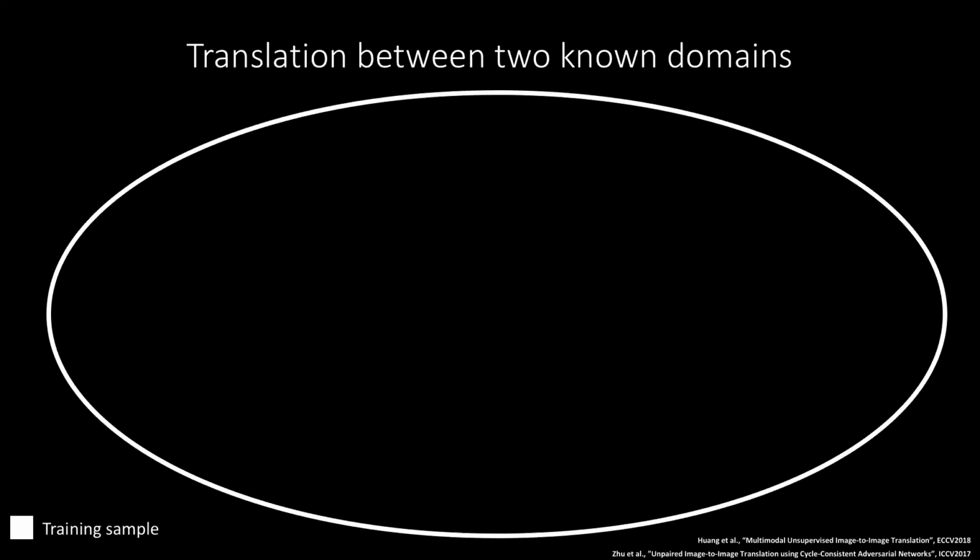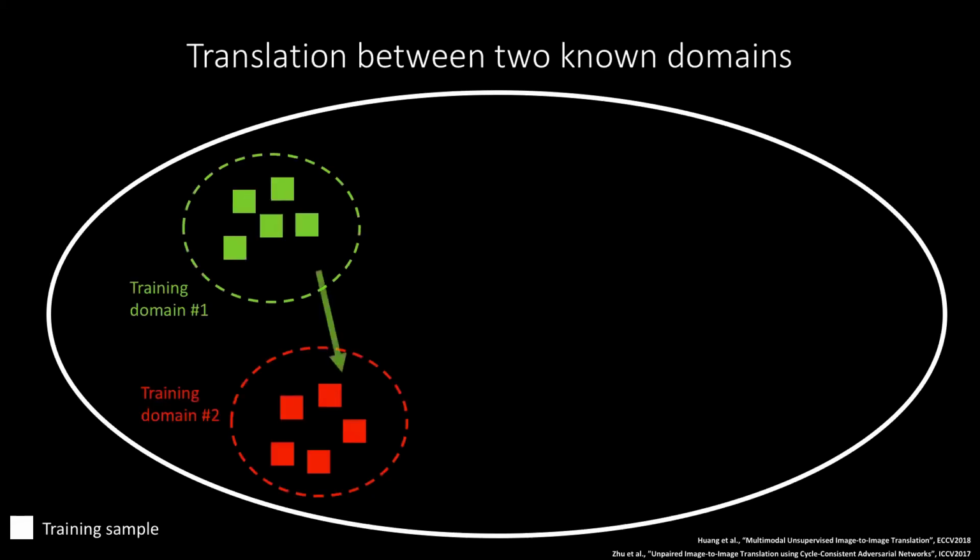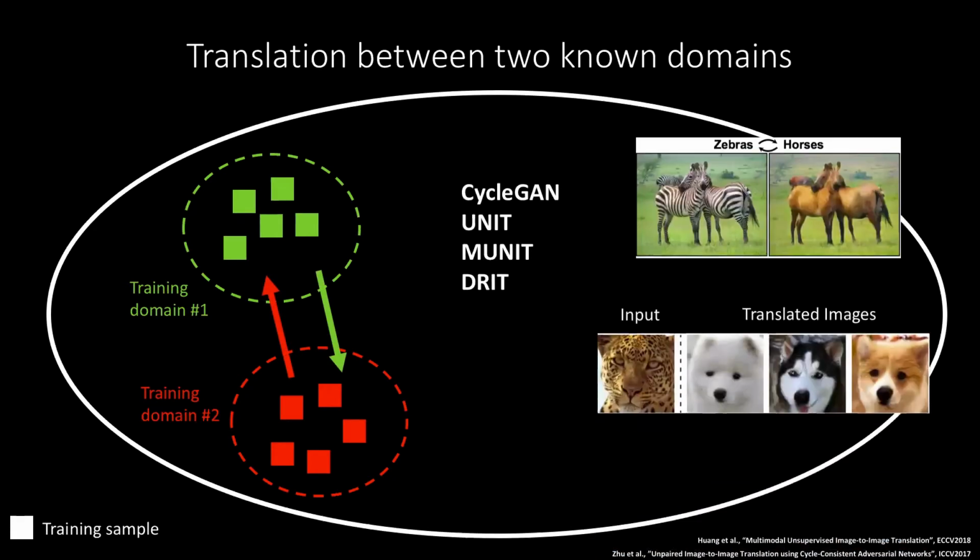What is Few-Shot Unsupervised Image-to-Image Translation? One of the popular image translation is the translation between two domains. We can translate images between two domains that were given during training time. The popular examples are translation between horses and zebras or some animal faces.